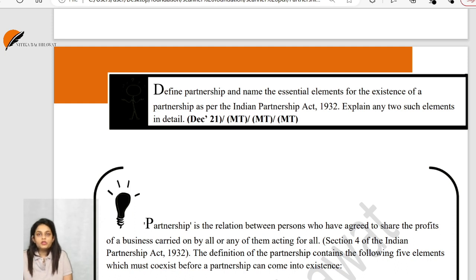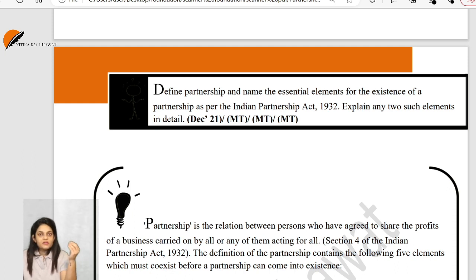First of all, in partnership, there has to be an agreement. The agreement is for sharing of profits. The profits are derived from business and the business is carried by all of them together or any one or more acting for all. When we talk about partnership, when we talk about agreement, partnership can never arise out of status. There has to be an agreement. The agreement can be oral, it can be written, it can be expressed, it can be implied. Right? When it is written, the deed where we mention the clauses is known as partnership deed.